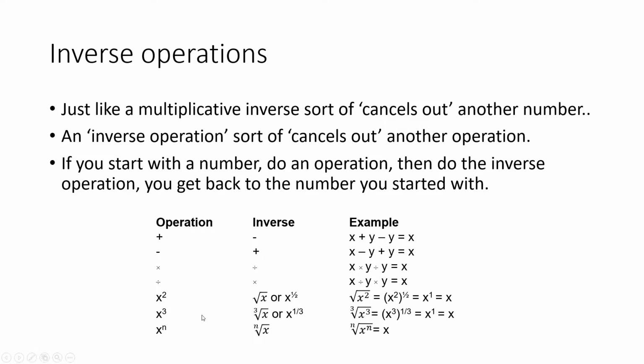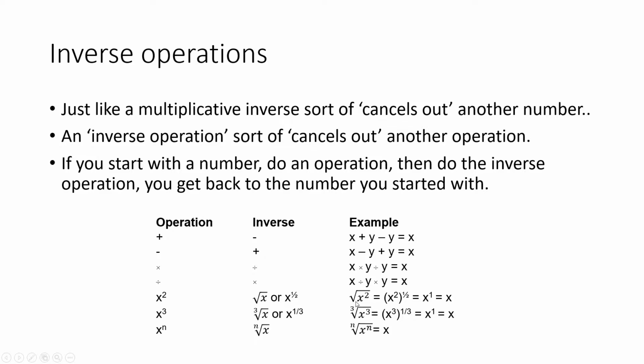X to the power 3 has the inverse of the cube root of x, or x to the power of a third. You're looking for the number that you have to multiply by itself, which appears 3 times in the equation to get that. And you can carry that on to x to the power 4, x to the power 5, 6, whatever. X to the power n, the inverse is the nth root.